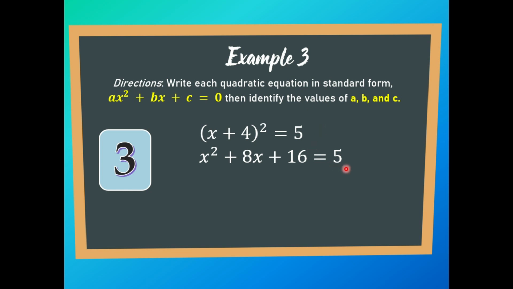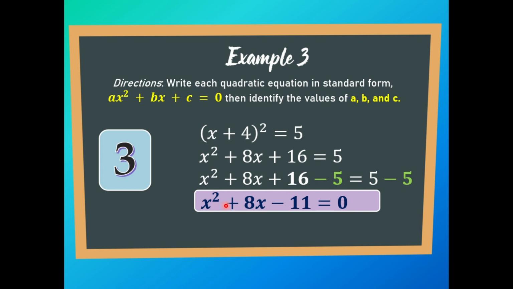To make it in standard form, we make sure that the right hand side of the equation is equal to 0. We're going to subtract both sides of the equation by 5. We'll have x squared plus 8x plus 16 minus 5 equals 5 minus 5. This will now become 0. So our final answer is x squared plus 8x minus 11 equals 0.